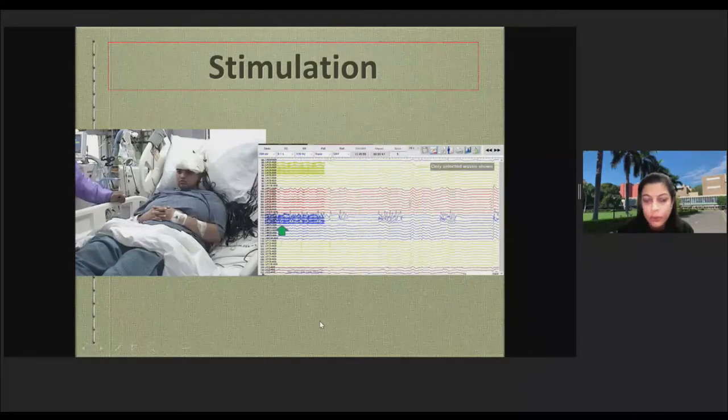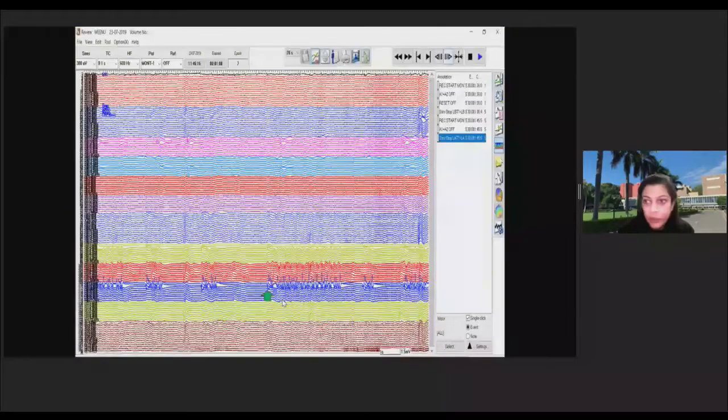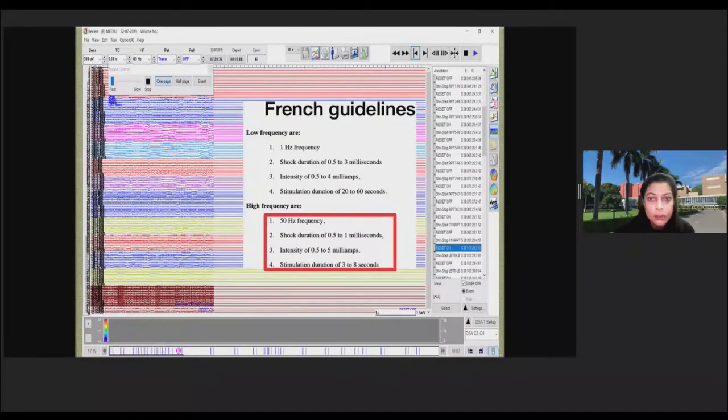I don't have time to show you all the stimulation, but she was very cooperative, did all the tasks we asked her to do. We generally do not perform high frequency stimulation for the hippocampus, nor do we perform high-frequency stimulation in children. But for her, we did do a high-frequency stimulation, 50 hertz, 0.5 to 1 milliseconds, and intensity of 0.5 to 5 milliamps for 3 to 8 seconds.